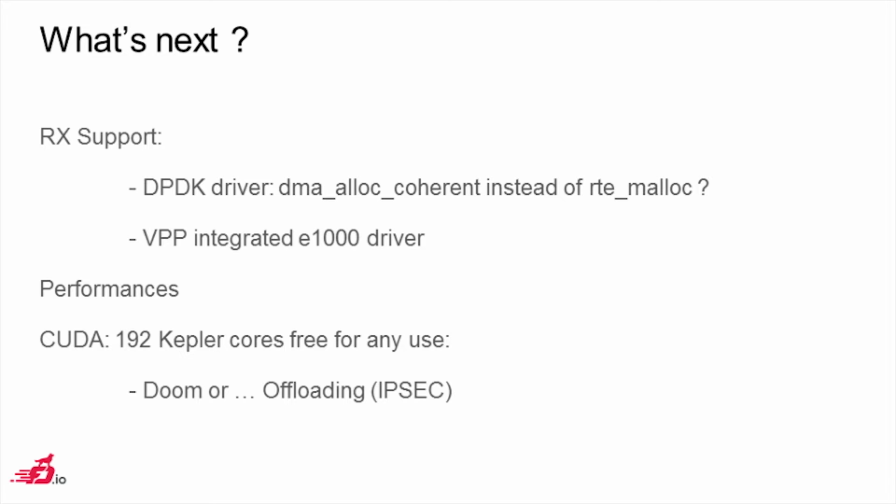I'm being honest. Within the DPDK driver, I may have a workaround. I will try to work on it next week because with the RT malloc today, the memory is marked as cached and not uncached. So maybe using DMA alloc coherent may correct the bug I have, but maybe not. I have to try. Also, Damian told me that there will be an integrated VPP driver for E1000 NICs. So, we'll see. When those problems are resolved, we'll be able to focus on performance.